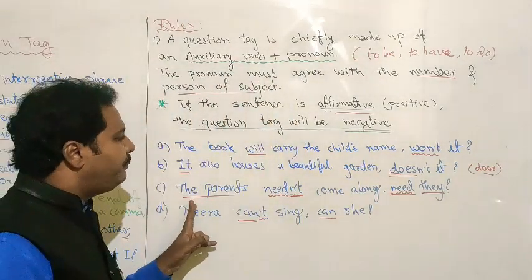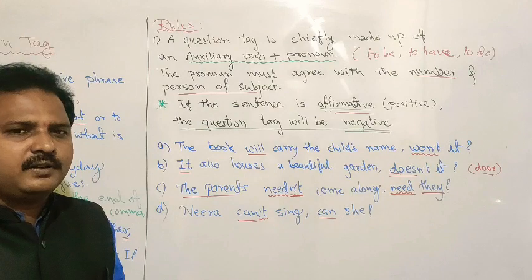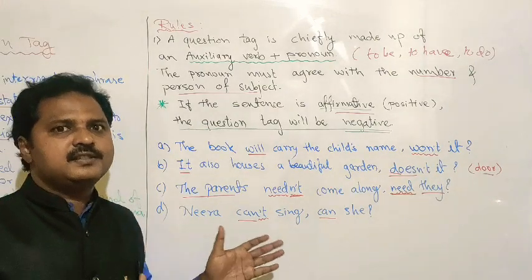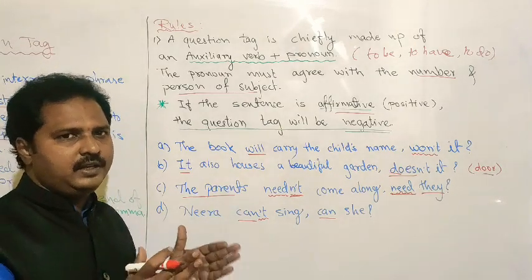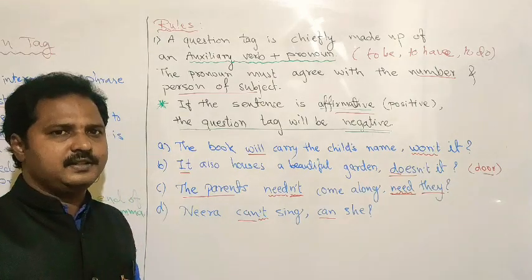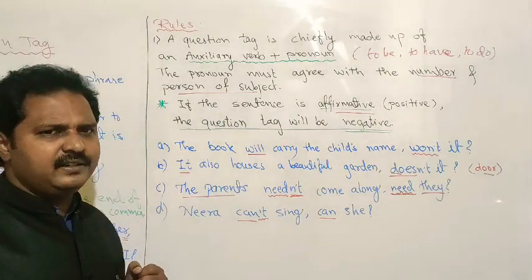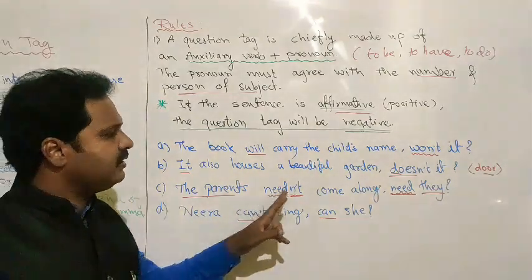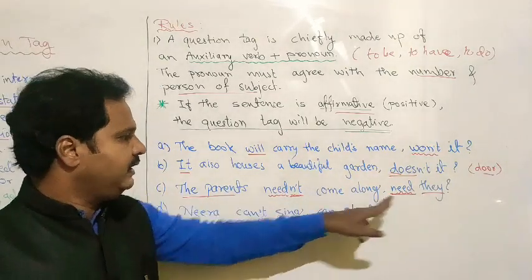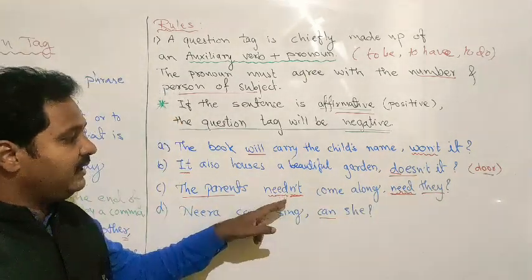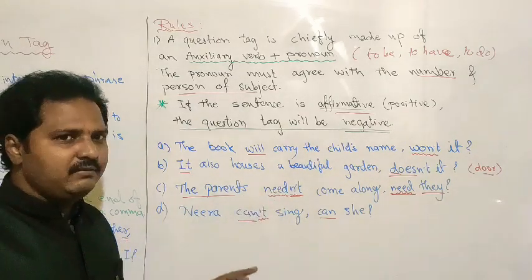Then, the parents needn't come along. The parents. First of all, in English, we have to remember what information the sentence is giving us. Then we have to sort it out into subject, verb, object, and then we will understand what the given sentence is. Here is another example: the parents needn't come along. Here need is also given, so we have to put need. They. Here need is also the main verb.